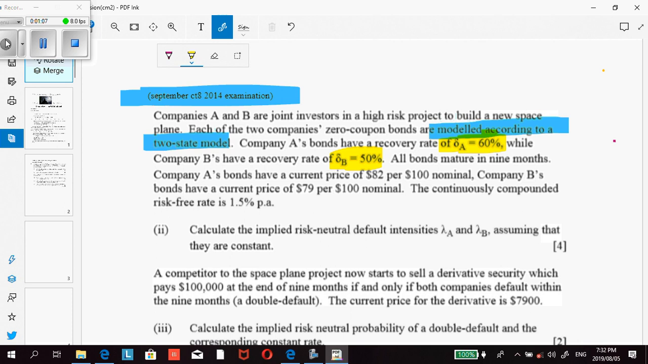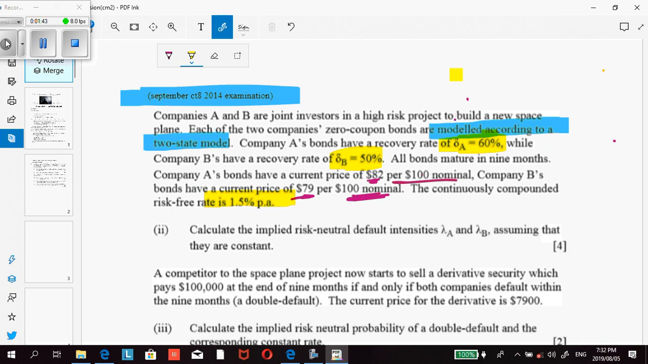Company A's bonds have a current price of 82 per 100 nominal. So this is the value, okay? This 100 is your redemption value, and this is the price at time 0. And company B bonds have a current price of 79 per 100 nominal. So your redemption value and your price at time 0 again for company B. The continuously compounded risk-free rate is 1.5.